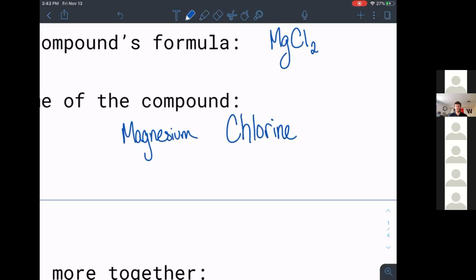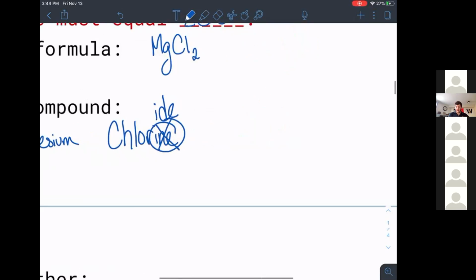Add a prefix and a suffix. So remember, we don't have to add a prefix because this isn't covalent. But what did you say about that suffix? What does the suffix become? IDE, perfect. We're going to get rid of that INE and change it to IDE. So our final answer should be magnesium chloride.